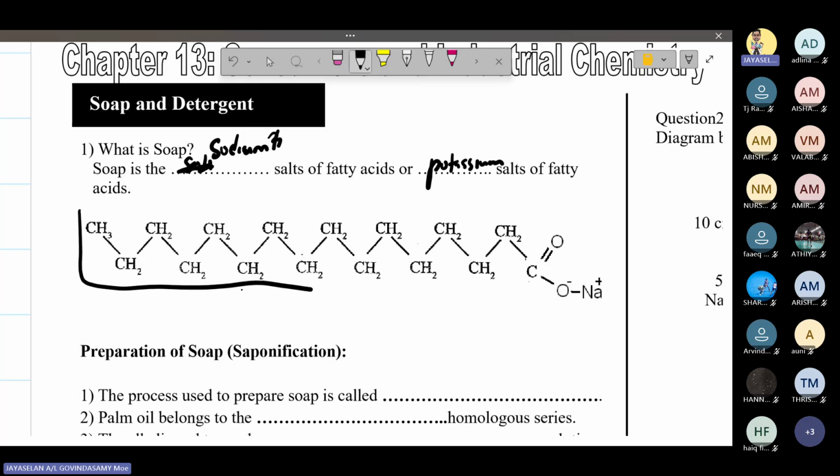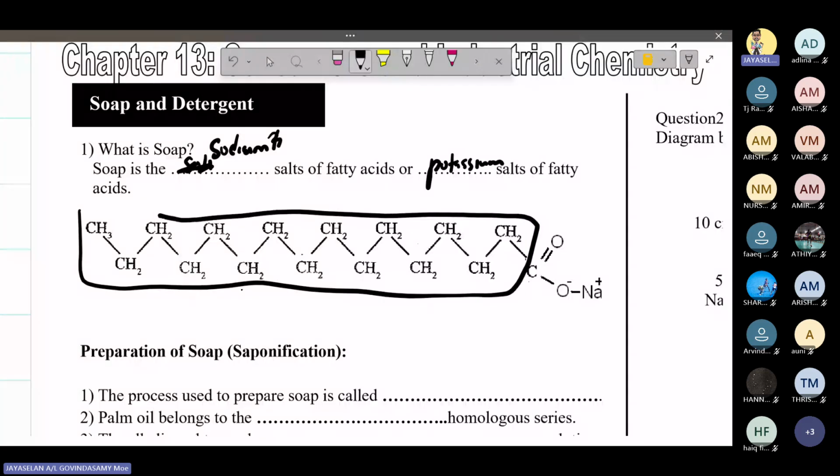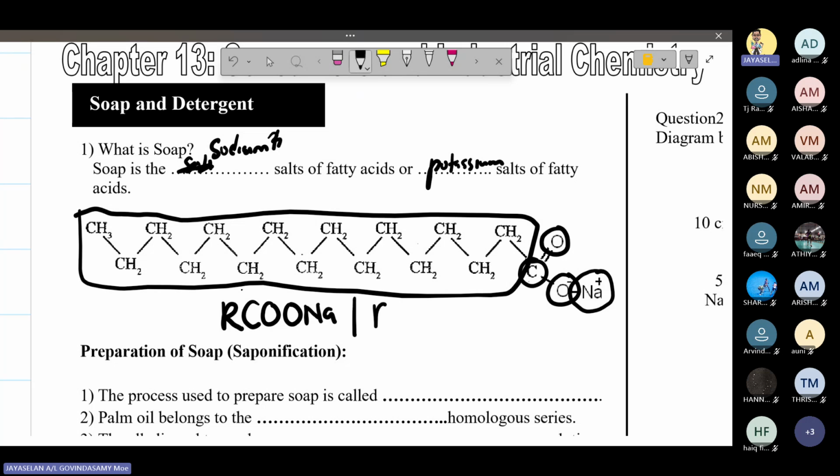Okay, this is palm oil. Dapat daripada palm oil. All these we will represent with R. Now I take the C, put here. I take 1 O, 2 O, put here. I take the sodium ion, put here. This is the formula of soap. We have one more soap, COOK. So what is soap? If in the exam they ask, sodium salt of fatty acid or potassium salt of fatty acid. Any question? Tadi kita dah belajar, sekarang ulang balik.